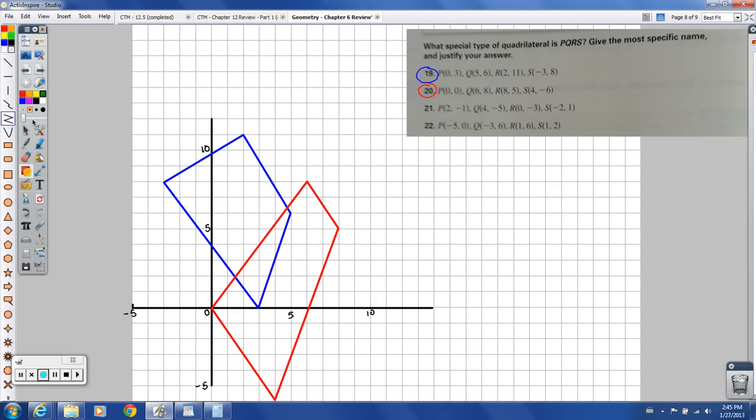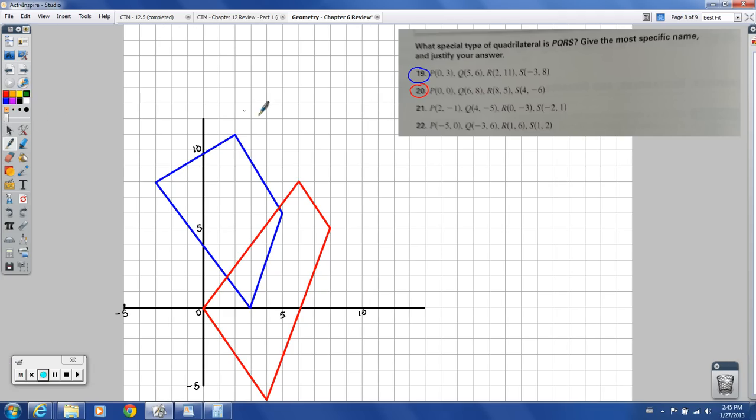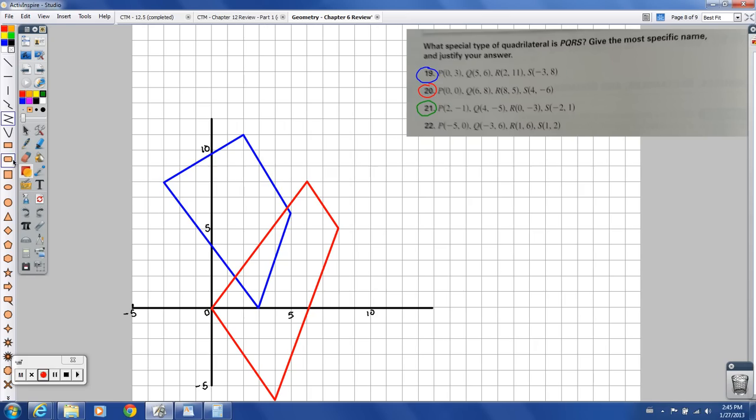I'll do this next one in green. So 21 I'll do in green. That'd be 2, negative 1. 4, negative 5. 0, 3. Negative 3, sorry, 0, negative 3, and negative 2, 1. So negative 2 and 1 up here. That one looks like it might be a parallelogram. This one looks like it might be a trapezoid. This one might be parallel to that. Same here and here. It might be a trapezoid. I'm not sure totally yet.